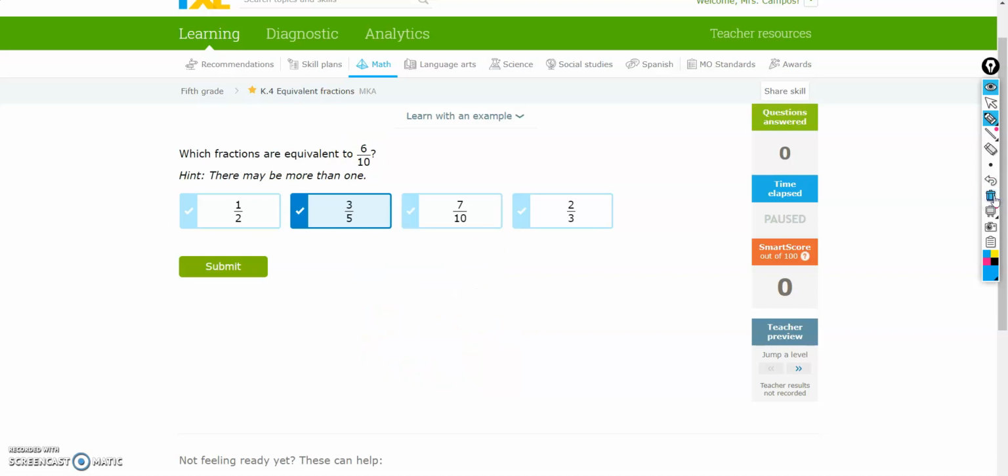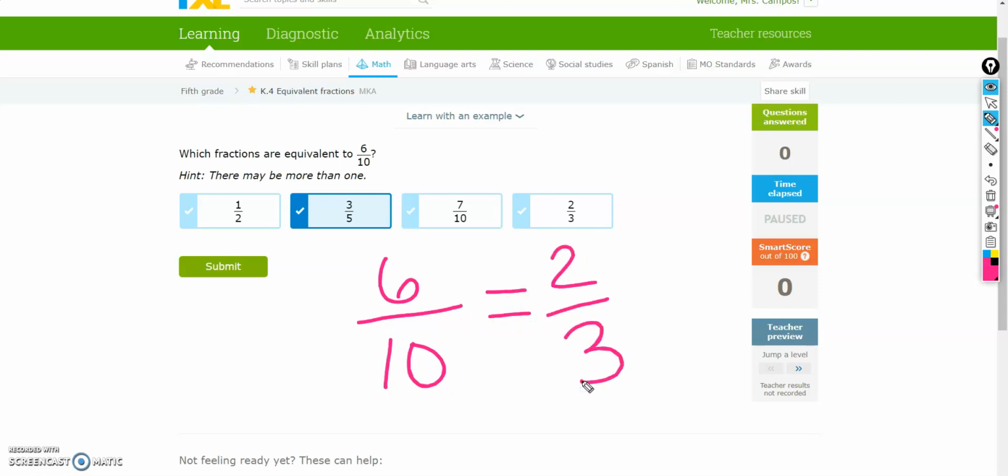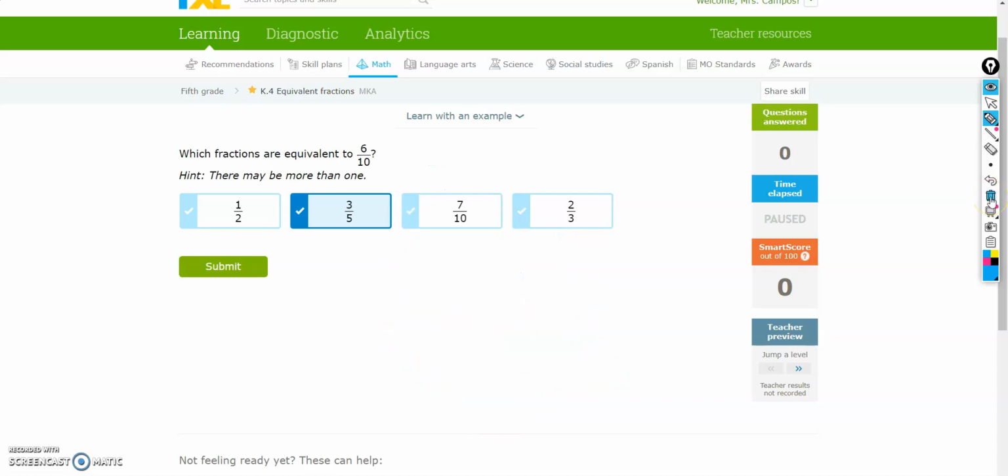Okay, our next one, we have 6/10 again. We want to see if it equals 2/3. Okay, I've been going this way, so how do I get a 6 to become a 2? I divide by 3. If I do it to the top, I have to do it to the bottom. 10 divided by 3, does that equal 3? No, that does not equal. So here I only had one answer, and that was 3/5.